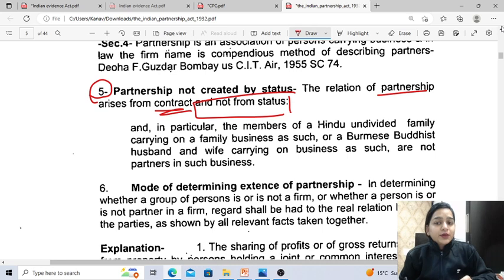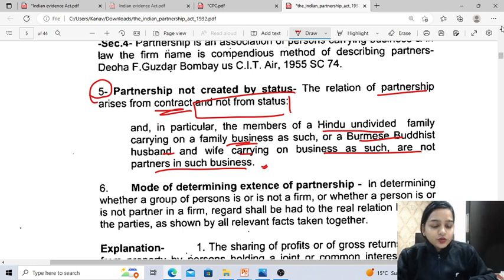So this says the members of the Hindu undivided family carrying on a family business, or a Burmese Buddhist husband and a wife carrying on a business as such, they are not partners in such business. So two Hindu joint families cannot unite to constitute a partnership. दो हिंदू जॉइंट फैमिलीज यूनाइट नहीं कर सकती हैं पार्टनरशिप को कॉन्स्टिट्यूट करने के लिए, but their managing members may become partners, each having the rights and duties with reference to their respective families. But जो उनके managing members हैं वो partners बन सकते हैं, each having the rights and duties with reference to their respective families. Now what is the mode of determining existence of partnership?